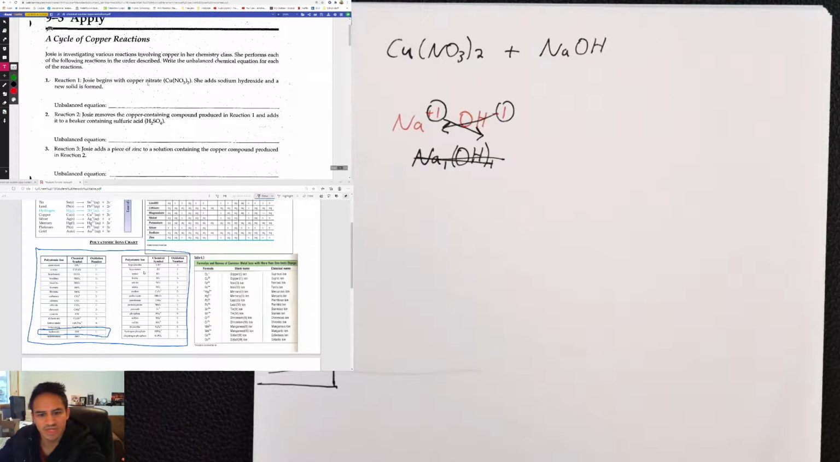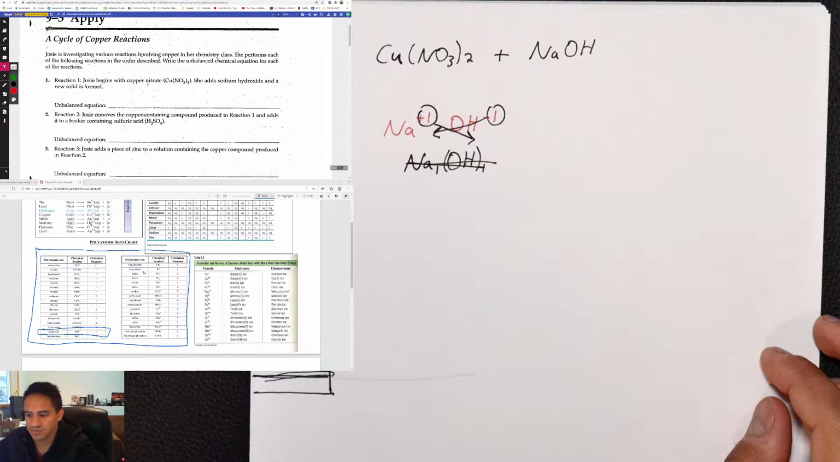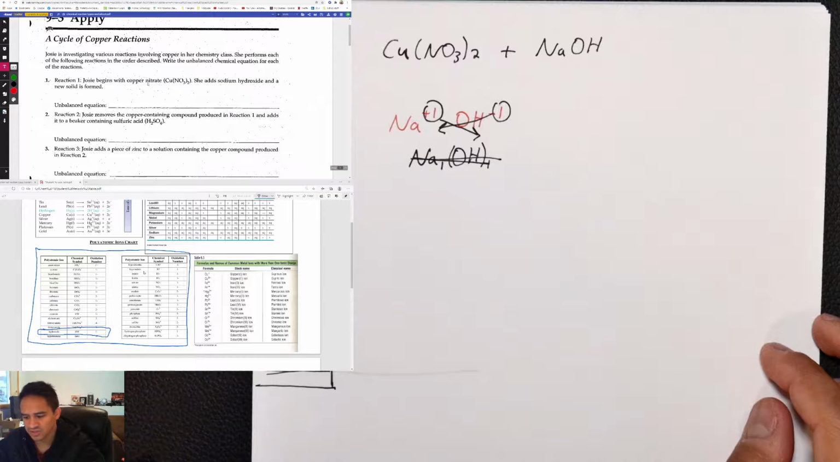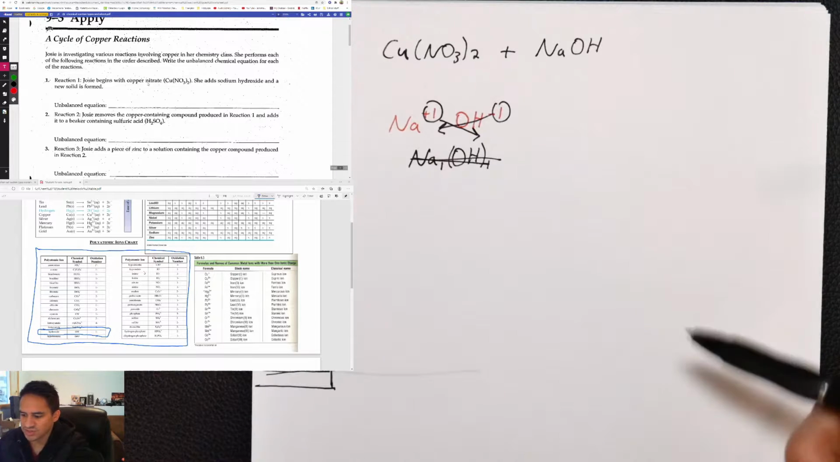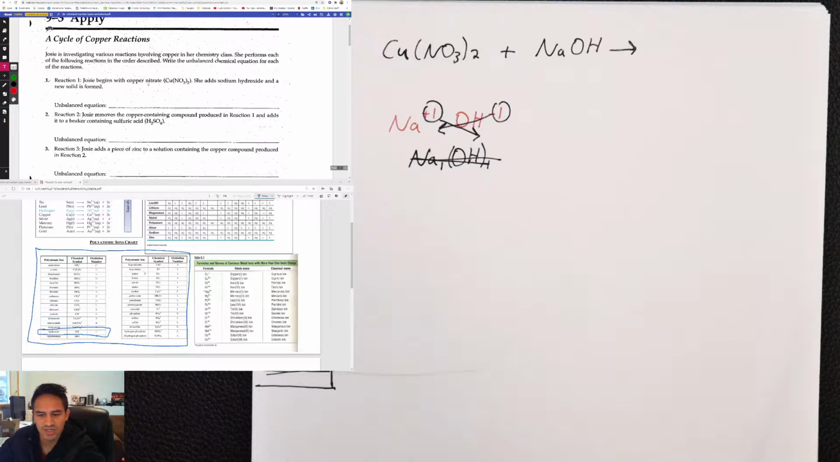Okay, so it says that Josie begins with copper nitrate, which is shown here, and she adds sodium hydroxide, and a new solid is formed. All right, so it looks like all she's doing is adding sodium hydroxide, and she's going to have a chemical reaction, and of the products that are forming, one of them is going to be a solid. Okay, so let's first try to figure out what type of chemical reaction is happening here.